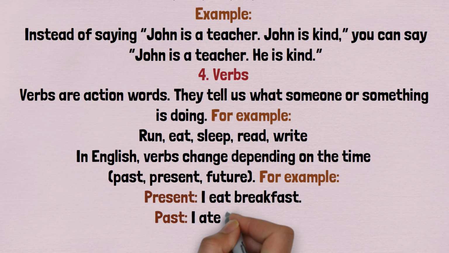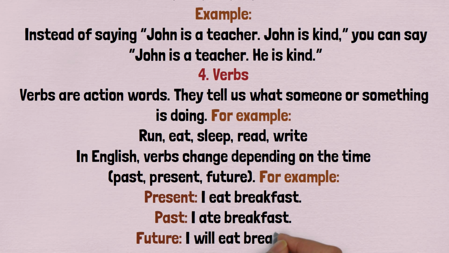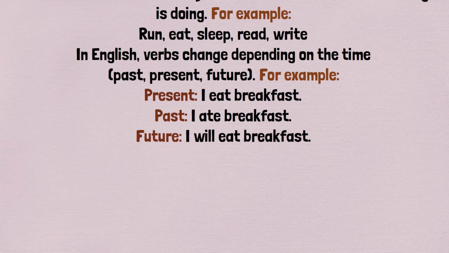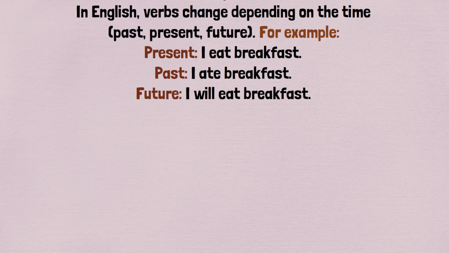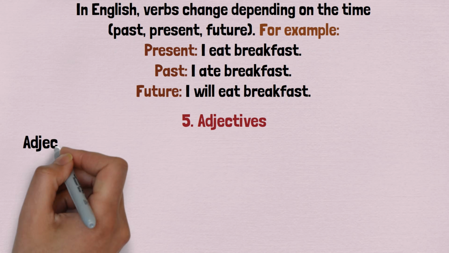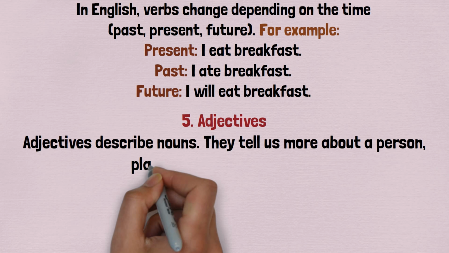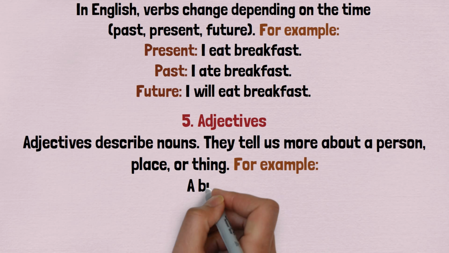4. Verbs. Verbs are action words. They tell us what someone or something is doing. For example, run, eat, sleep, read, write. In English, verbs change depending on the time: past, present, future. For example, present, I eat breakfast. Past, I ate breakfast. Future, I will eat breakfast.